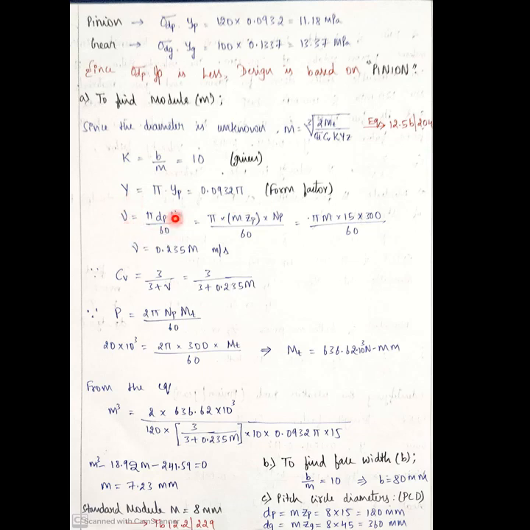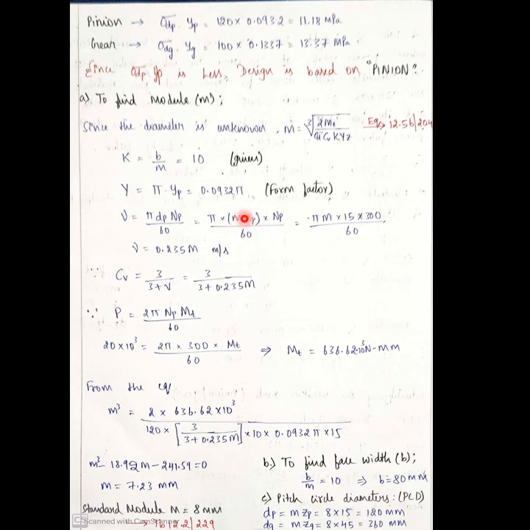Next is velocity, pi d n by 60. Here d suffix p and n suffix p are both related to pinion, hence we are taking only pinion values. This is very much important because here the diameter is unknown, but we know the module. Module is nothing but d by z, which you will get from the data handbook, that is 12.1b, page number 203.